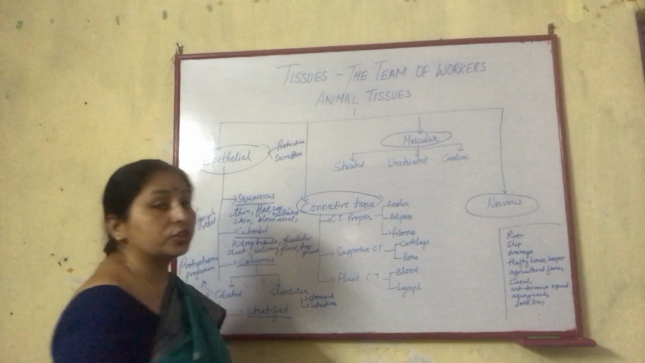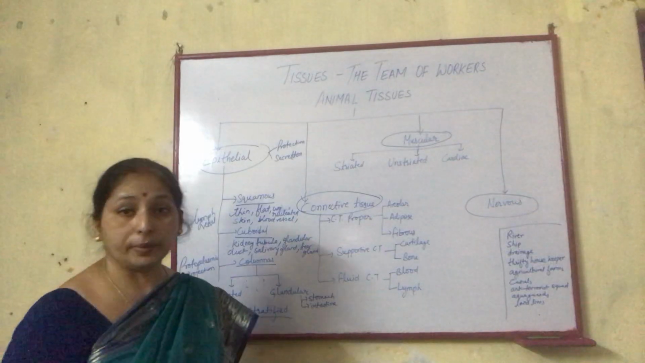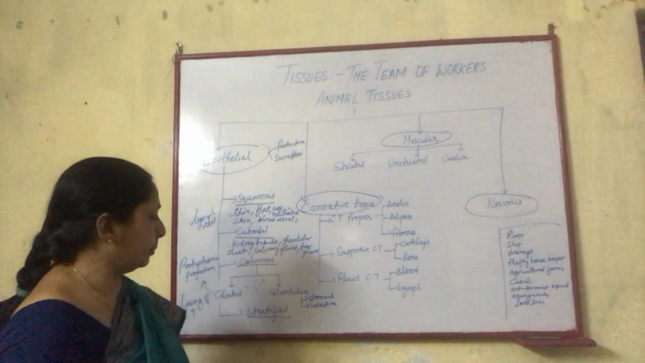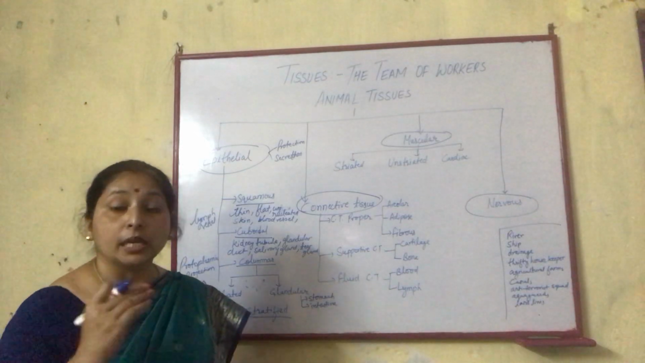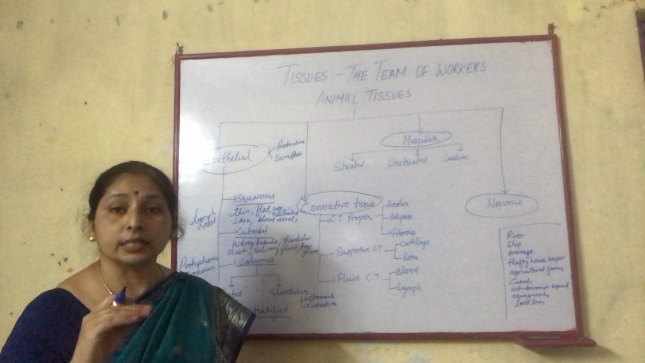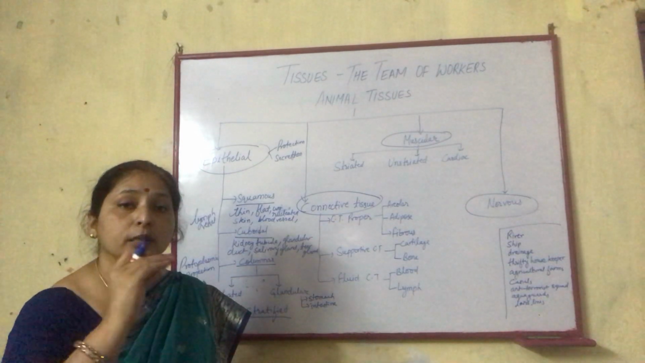Then next is the stratified epithelium, the last one of the epithelial tissue. Stratified epithelium is the epithelial tissue which is having various layers. For layers we use the term strata.